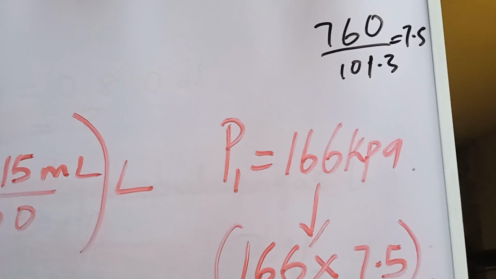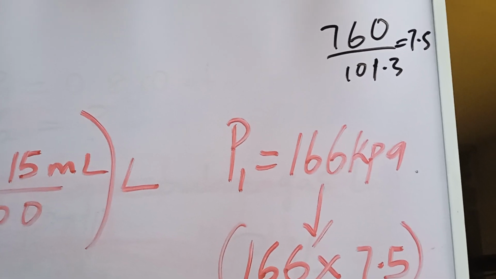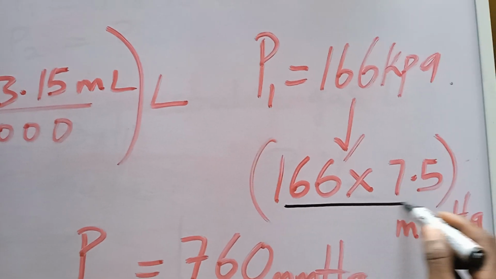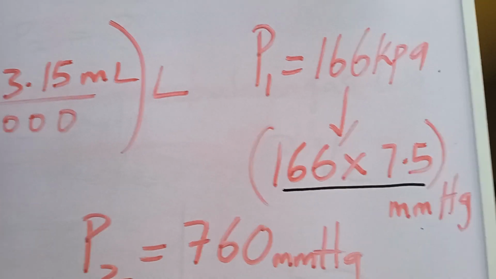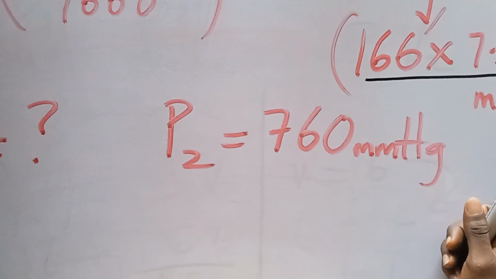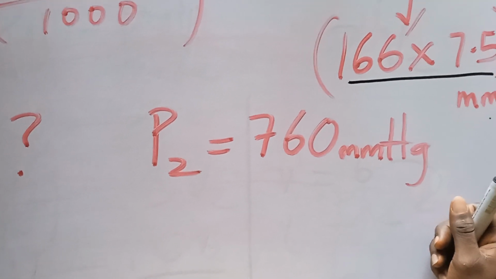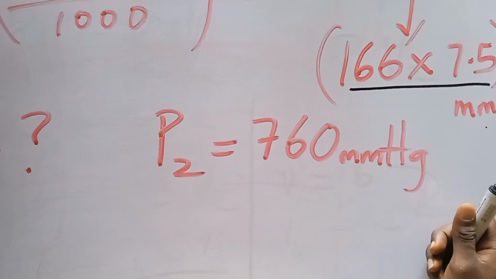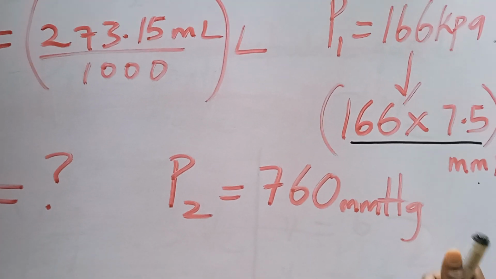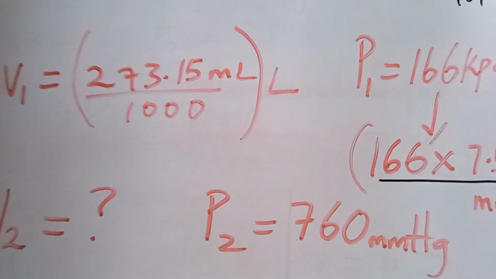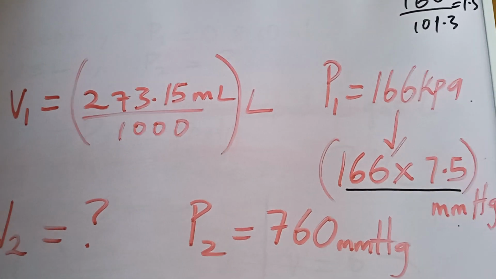So anytime you're converting from kilopascal to millimeter mercury, simply multiply the value by 7.5. You also need to know that at STP, the second pressure will be 760 millimeter mercury because they said STP. So that will be your P2. P1 is 166 kilopascal. Now V2 is what we don't know.